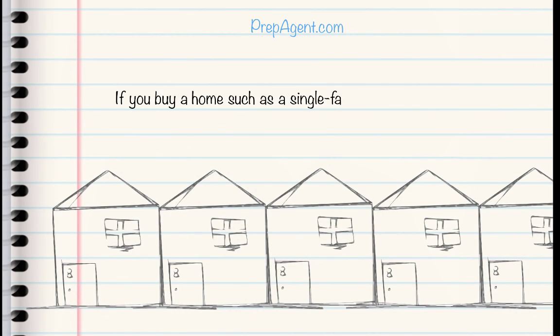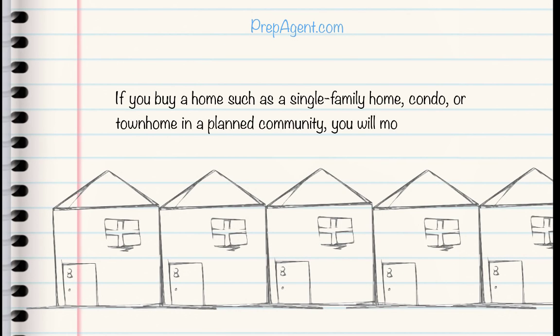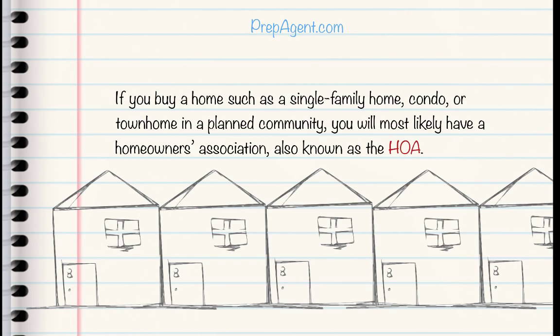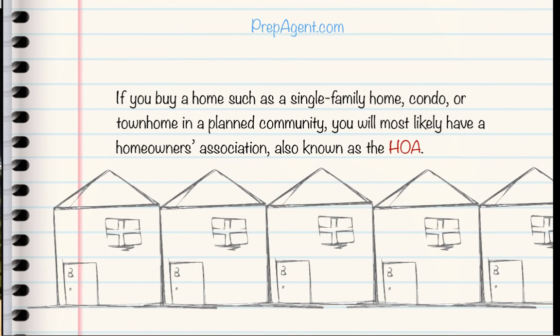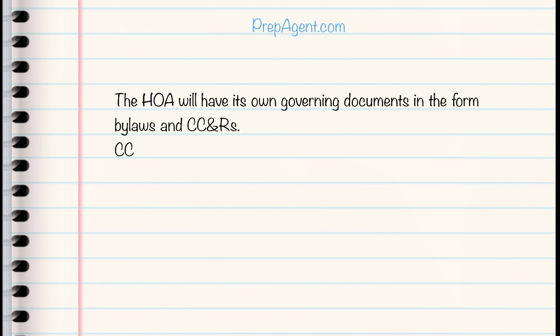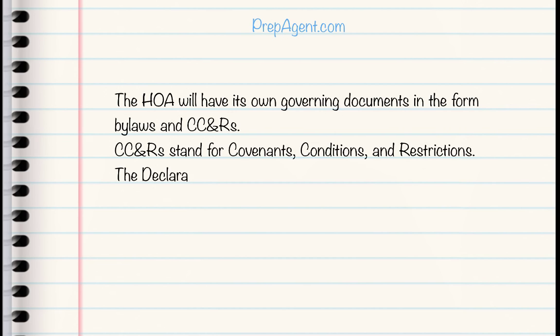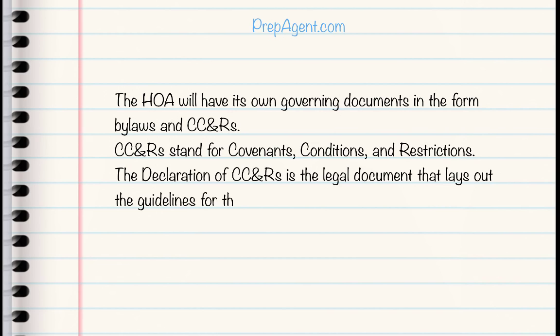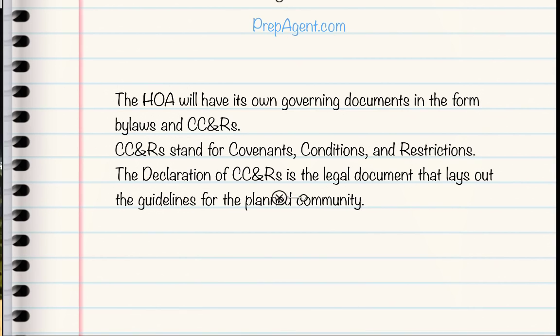If you buy a home such as a single-family home, condo, or townhome in a planned community, you will most likely have a homeowners association, also known as the HOA. The HOA will have its own governing documents in the form of bylaws and CC&Rs. CC&Rs stands for Covenants, Conditions, and Restrictions.